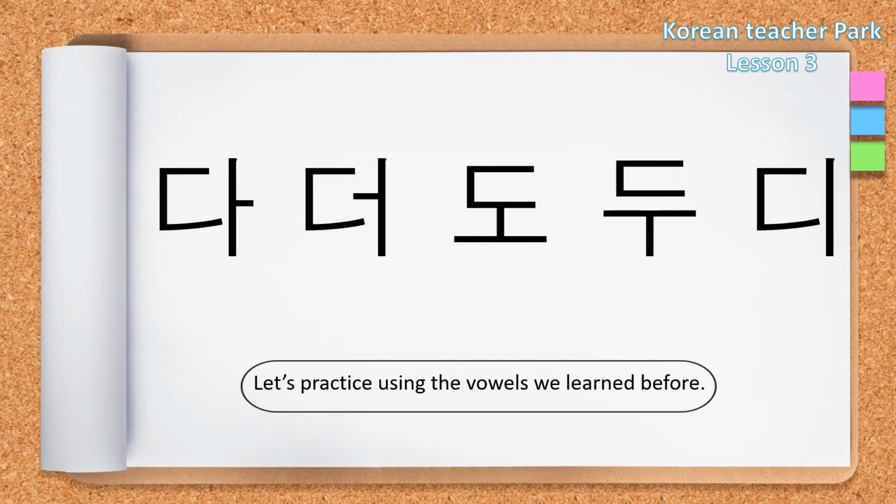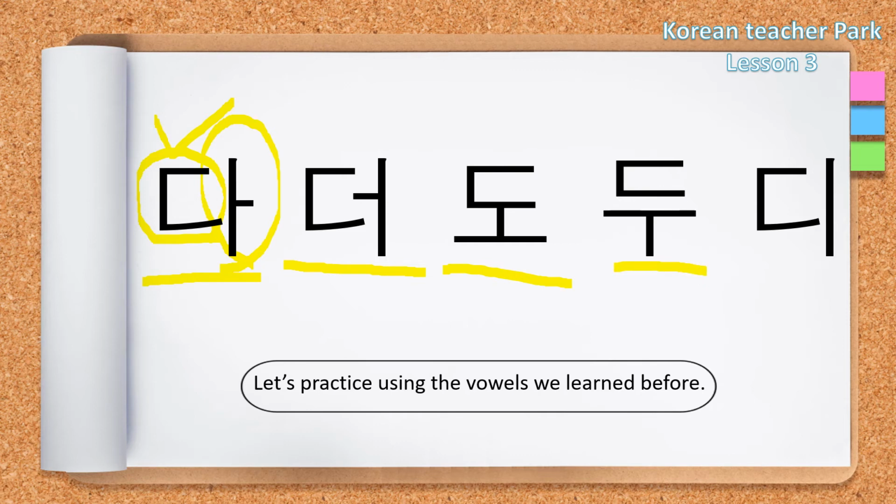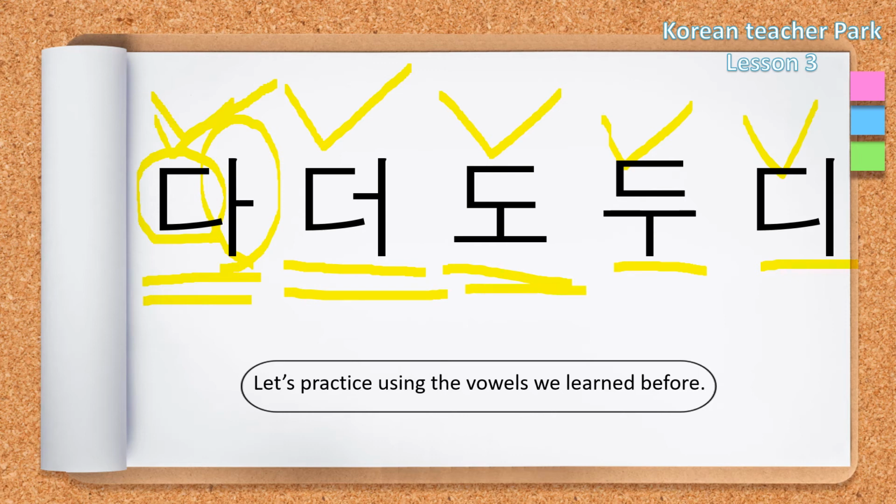Let's practice using the vowels we learned before. We already learned this sound, right? How do you say it? Yes, da, da. How to read? Yes, ta, ta. Second, to, to. Third, du, du. Di, di. Repeat again. Da, da, do, du, di.